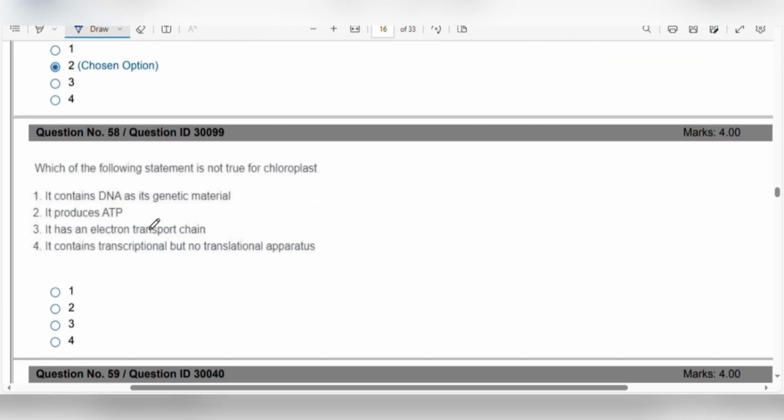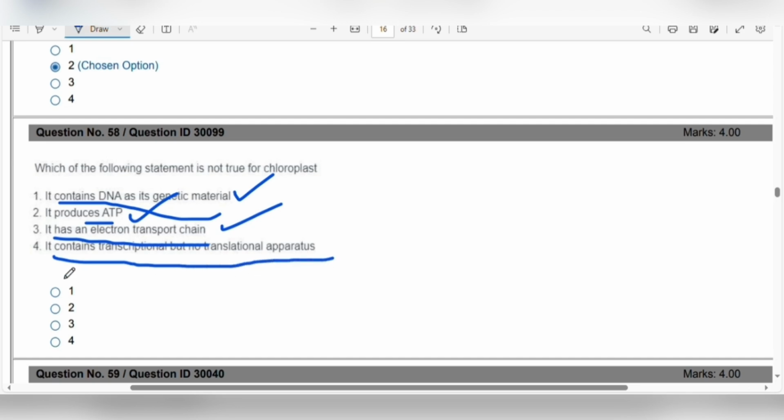Which of the following statement is not true for chloroplast? This is a question from cell biology. It contains DNA as its genetic material. This is true. It produces ATP. This is also true. It has an electron transport chain. This is also true. So option 4 will be the correct answer, but still let's read it. It contains transcriptional but not translation apparatus. So this is incorrect. This is not true.